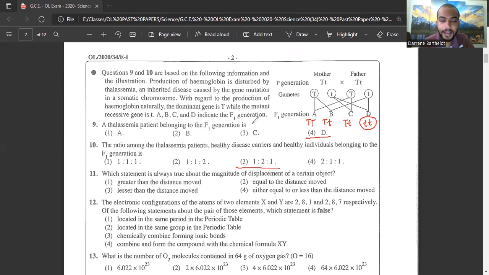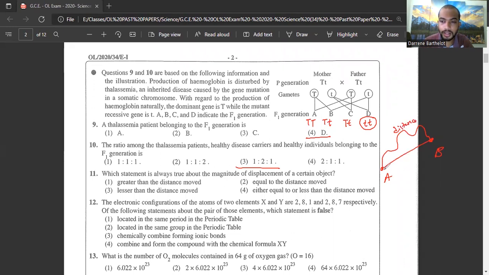Question number 11. Which statement is always true about the magnitude of displacement of a certain object? Let's read. Answer number 1, greater than the distance moved. Right, displacement cannot be greater. Why? Let's say A and B are 2 points, right? The shortest distance between these 2 points will be the displacement, right? But if you take something like this, this will be the distance moved, right?